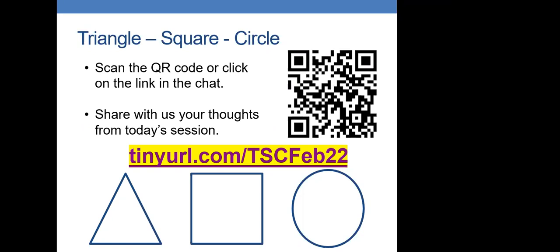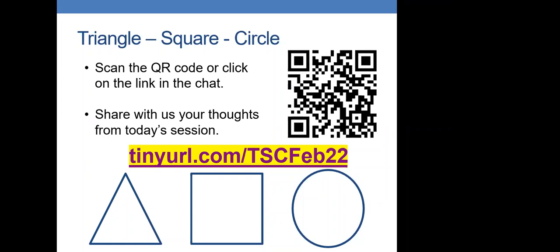So you're going to scan the QR code or use the link on the screen called tinyurl.com/capital T, capital S, capital C, and FEB22. This is where you're going to find what's called a triangle, square, circle. We're going to start reflecting on what we've explored today. So you're going to complete the prompt for each of the 3 columns.